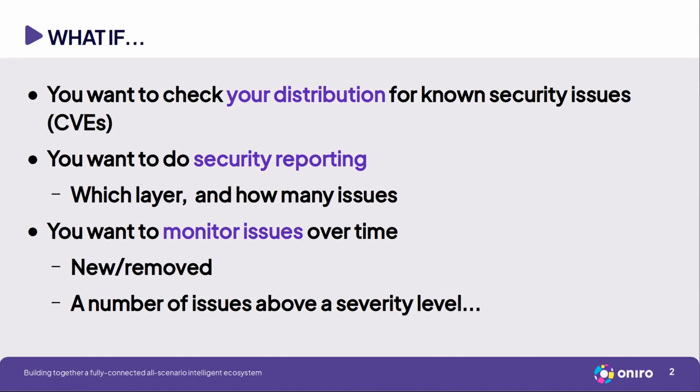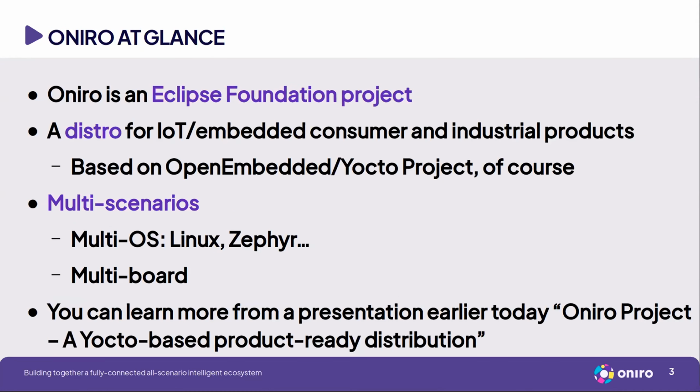Quick introduction to Oniro. Oniro is an Eclipse Foundation project and a distro for IoT, embedded, consumer, industrial products. Of course, it's based on OpenEmbedded and the Yocto project. That's why we are talking about the common tooling. And the specific feature of Oniro is that it supports a matrix of scenarios, both on multiple OSs, at least Linux and more today, and multi-boards, so we have a big matrix of supported platforms.